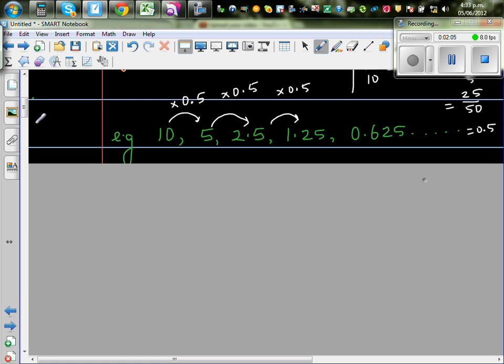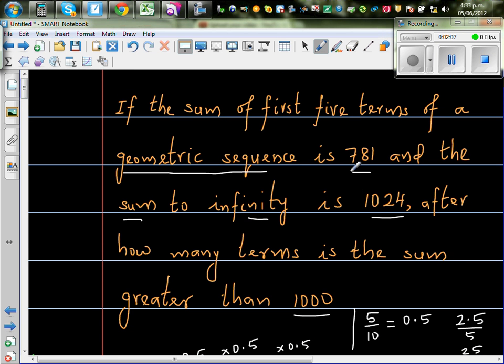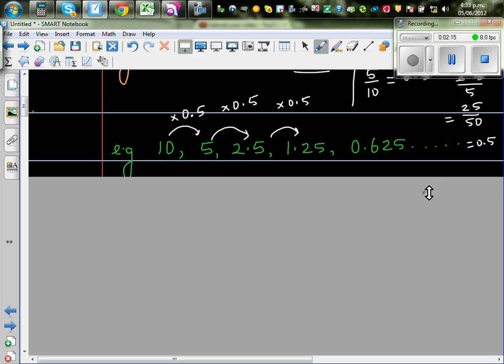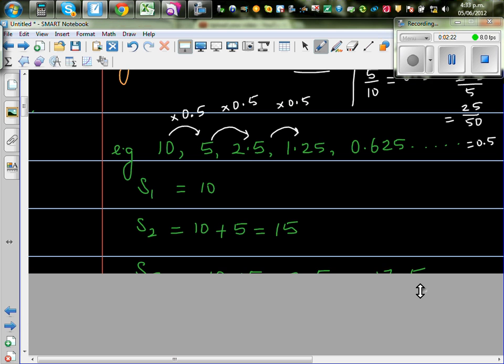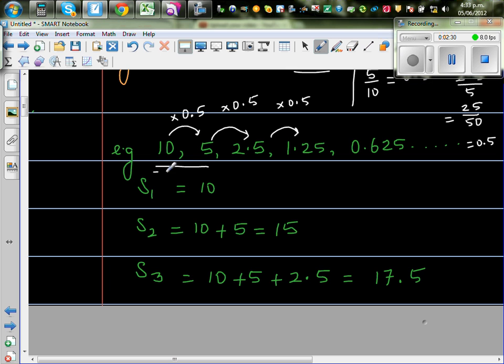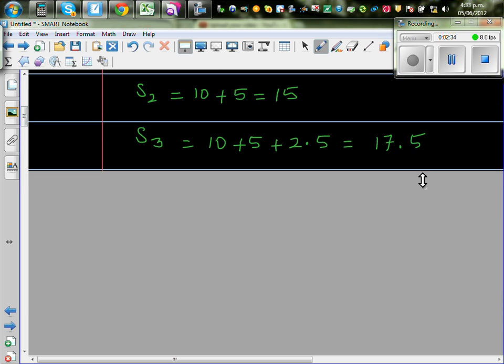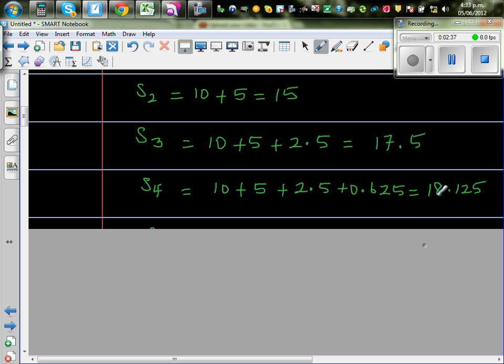Okay. So now let me explain what the sum of terms and sum to infinity mean. Suppose S1 means you add the first term. So S1 is 10. S2 means it is 10 plus 5. You add the first two terms, which is 15. S3 means you add the first three terms. That is 10 plus 5 plus 2.5 and so on. And S4 is you add this, you get this, and so on.